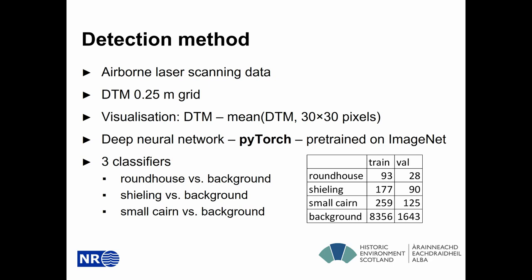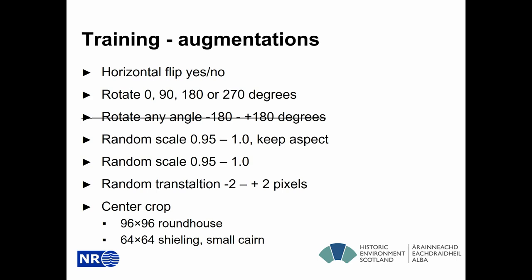So basically we are working at 0.25 meter resolution, and PyTorch is the network that we have used as the basis. These are some training augmentations that we have done, rotation in any angle. We dropped some at this stage, might pick them up later. The pre-trained network had a bigger size, 224 by 224 pixels. At this scale it is obviously too large, so it includes too much background, so that's why we have reduced the sizes.